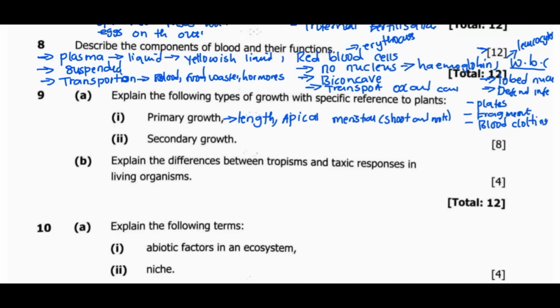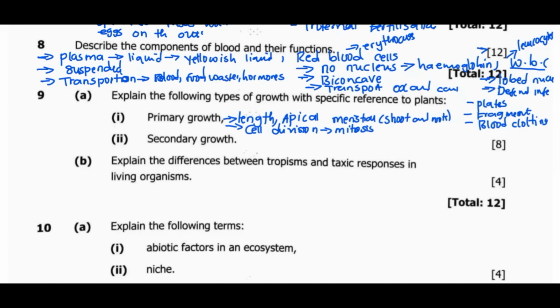Then we know that if you look at the seed, we have structures like the plumule and radicle. The plumule changes into a shoot system, and the radicle changes into a root system. Now, the process responsible for primary growth is cell division, that is mitosis. We know that mitosis has to do with the multiplication of cells.